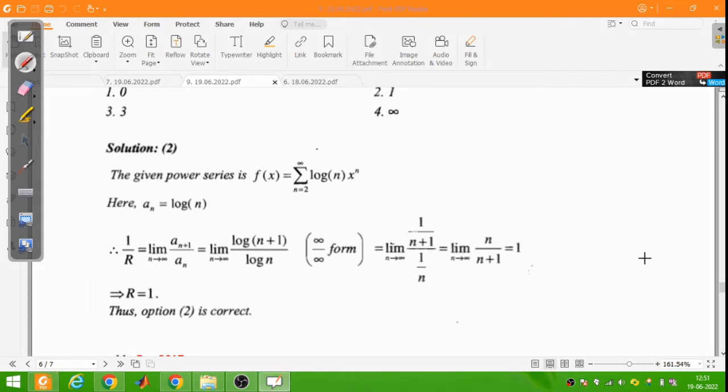Simply we get 1 divided by 1 plus 1 by n. Then we apply the limit n tends to infinity. This term becomes 0, so 1 by 1 is 1. So 1 by r equals 1, r equals 1, so option 2 is correct. Are you clear now?